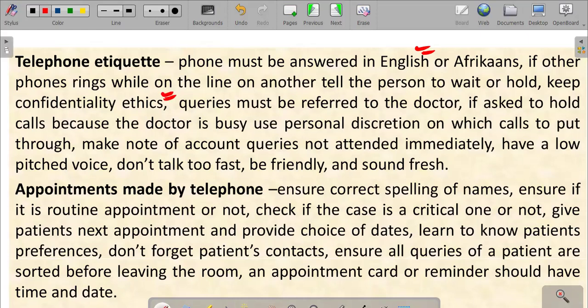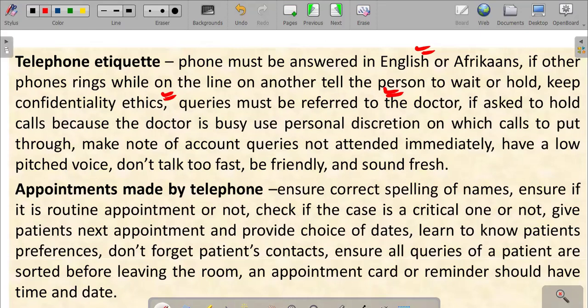You must answer phone calls in the proper official languages that are allowed and permissible within the institution or the facility where the person is working. Sometimes you have more than one line. If another phone rings on the other line, tell the other person to wait or hold, so that you can attend to him. Queries must be referred to the doctor. You don't solve matters on your own. There is always a communication structure and way that is important.